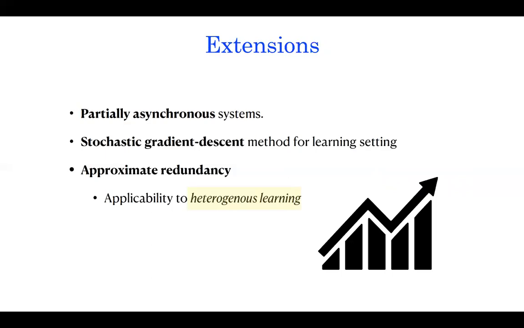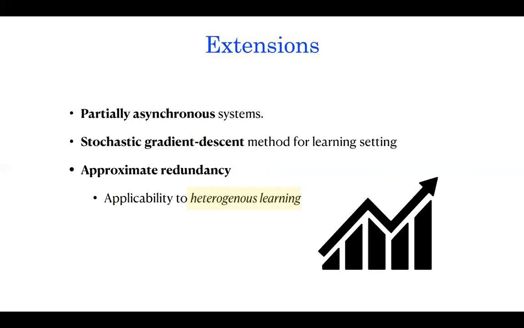Another easy extension of our proposed gradient filter is to stochastic gradient descent methods that are fairly common for distributed learning settings, where you only send some approximation, stochastic approximation of the true gradients of your cost functions instead of exact true gradients.